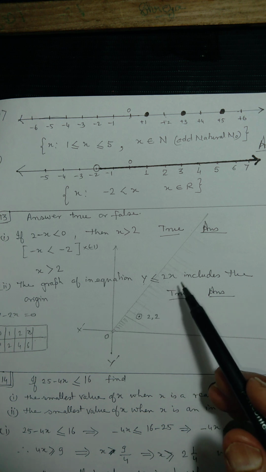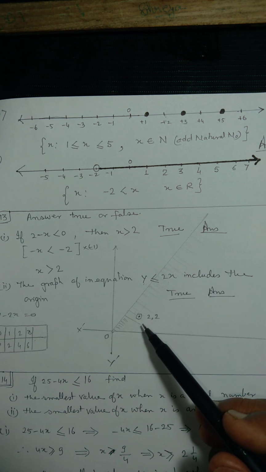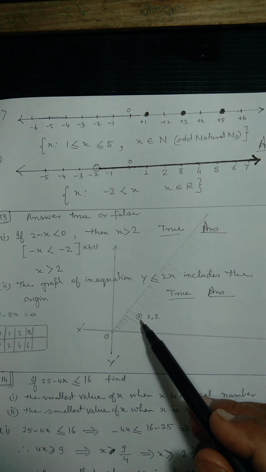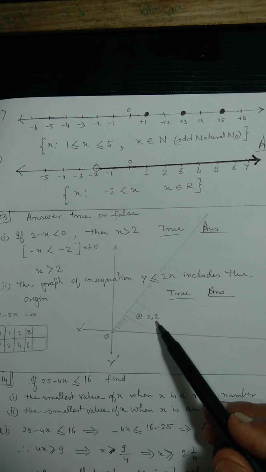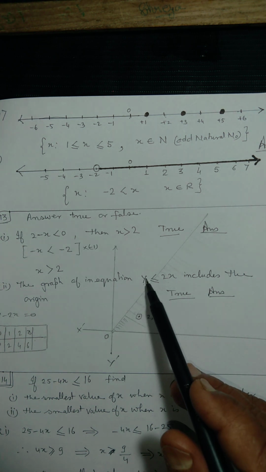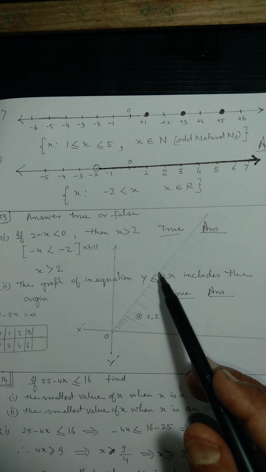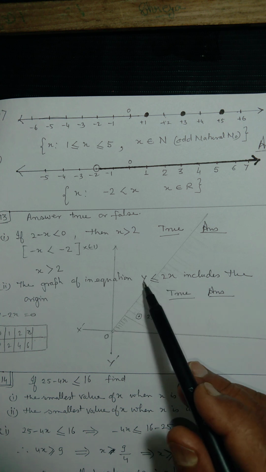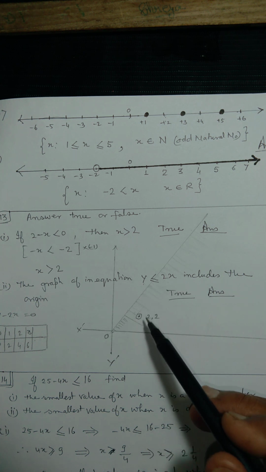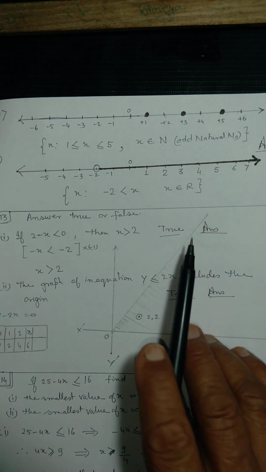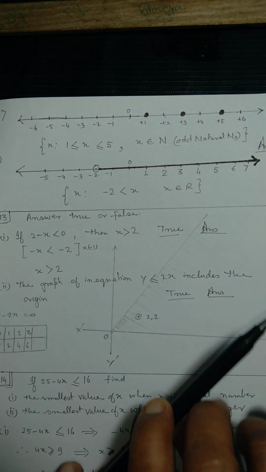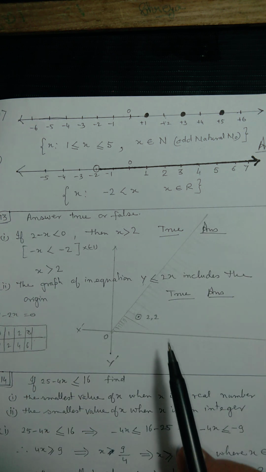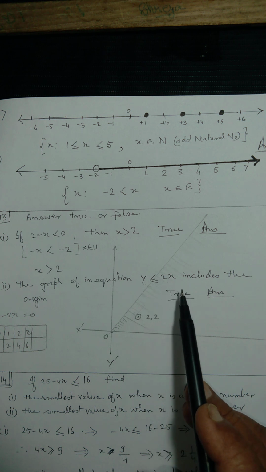In detail you should not go, but further I have explained it. This is 2, if you put 2 and 2, you will get 2 into 2, 4. This will be 2, so it will always be less. So this area indicates that this complete region, this side, your region will come under y is less than or equal to 2x.